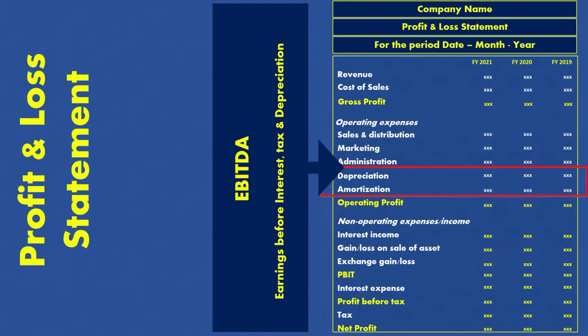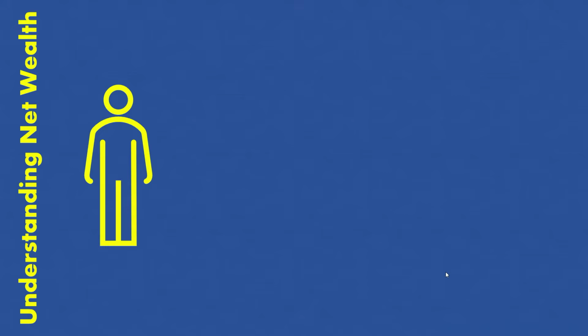Up next, we are moving towards the other reports in the financial statements. So we have seen the profitability of a business in the previous financial statement that we have just discussed, which was the profit and loss statement. Now we have to talk about the net wealth of the business. And for that, first of all, we have to understand what we mean by net wealth.